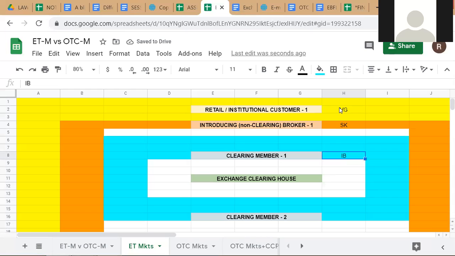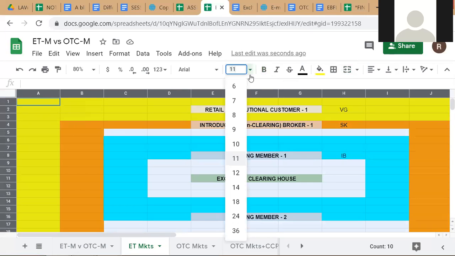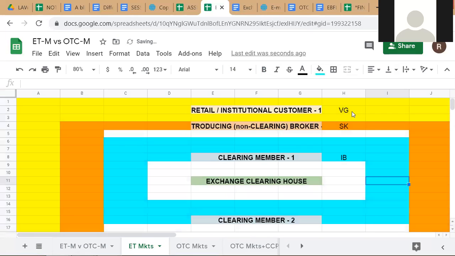So here, let's see, these are all size 11. Okay, we could maybe make it a little bigger. What happens if we have it a little bigger? If we make it like 14, yeah, we can still see stuff, okay?